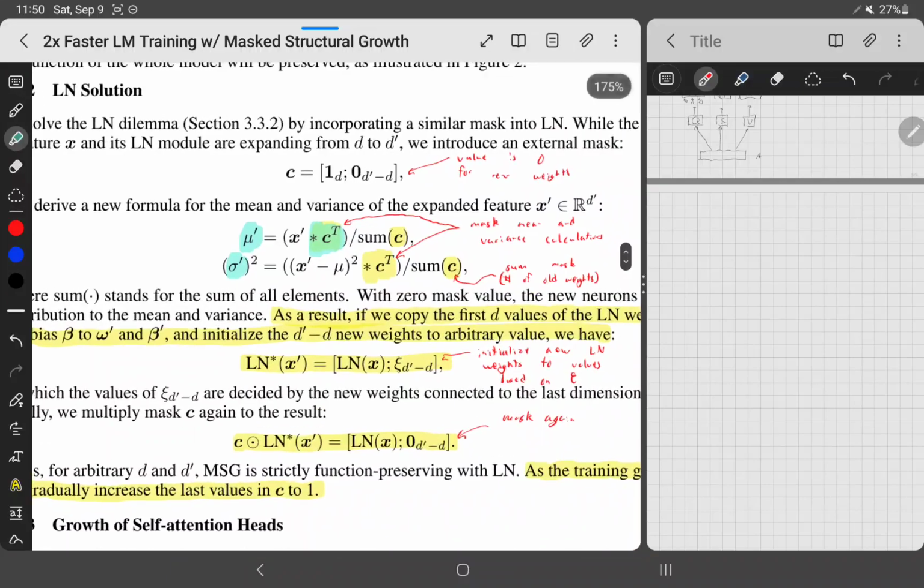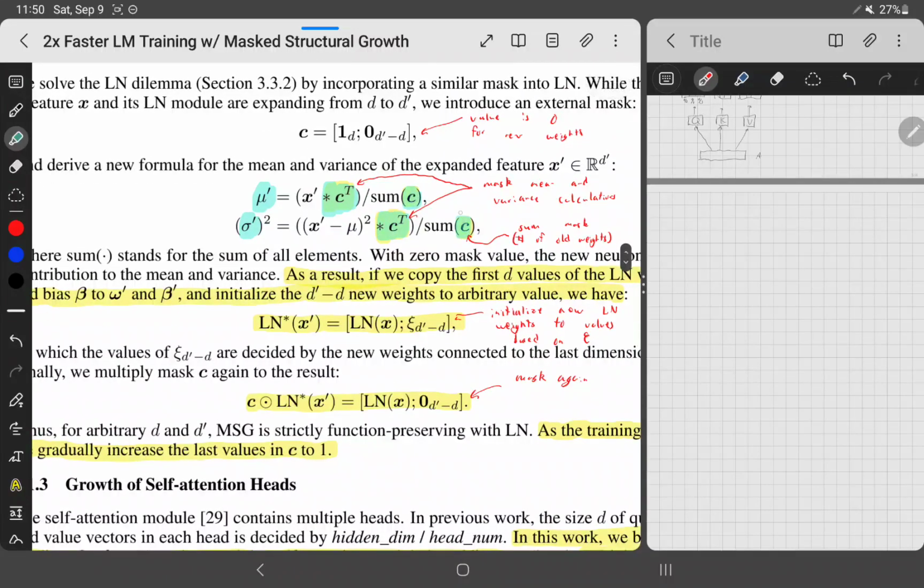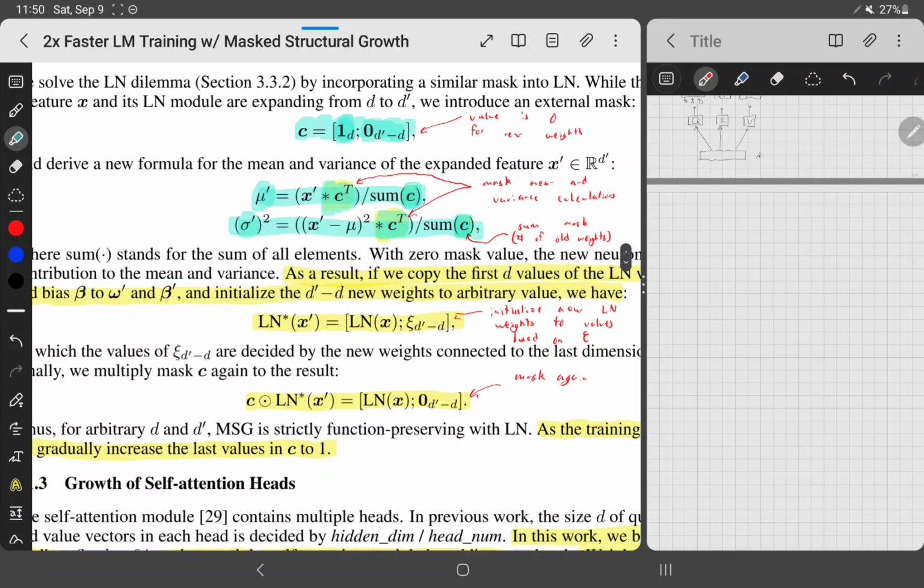And if you look at this, you can see they mask it by a mask C, which is 1 if it was part of the old weights, or the old dimension, and 0 if it's part of the new. That's how they initialize this. Whenever you mask this, you only get the information from the old data, and you divide by the sum of C, which is just the number of items in your old data. So this mean and this standard deviation are not changed because of this mask.